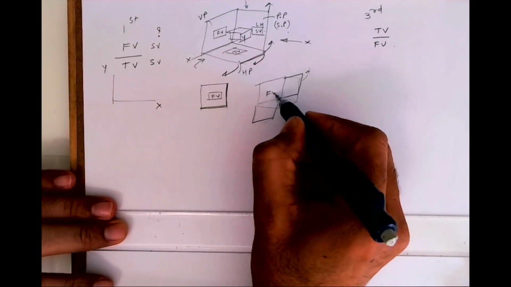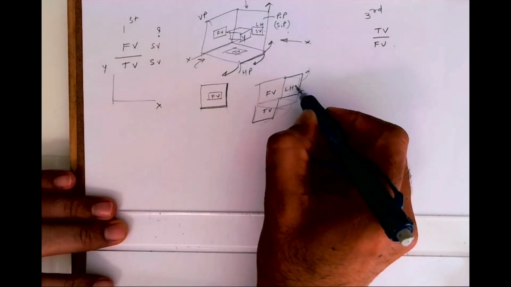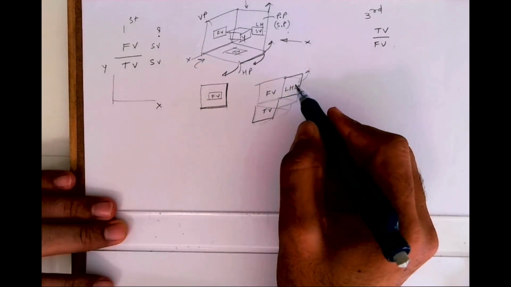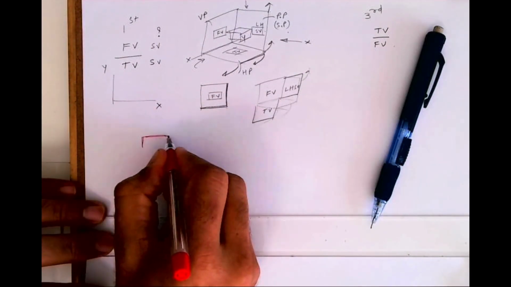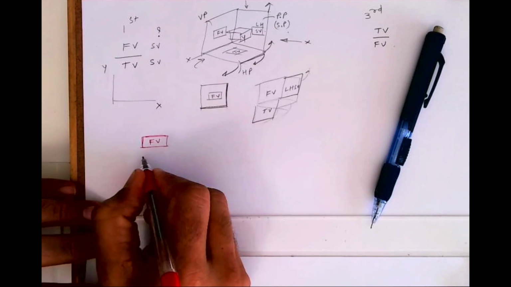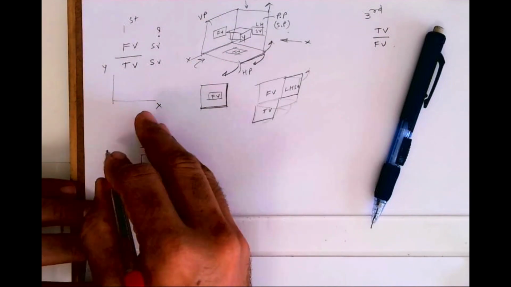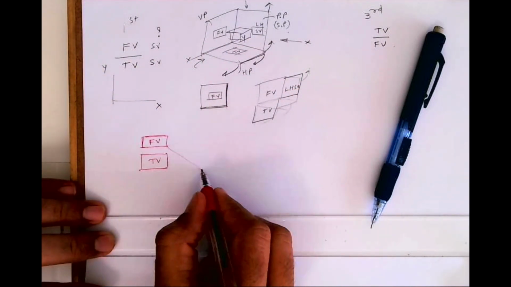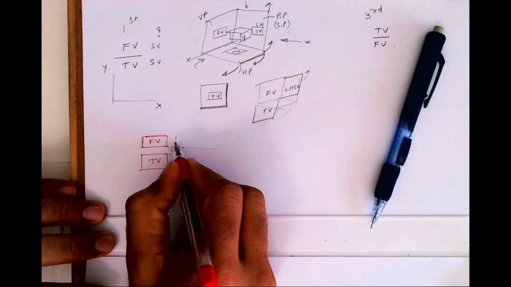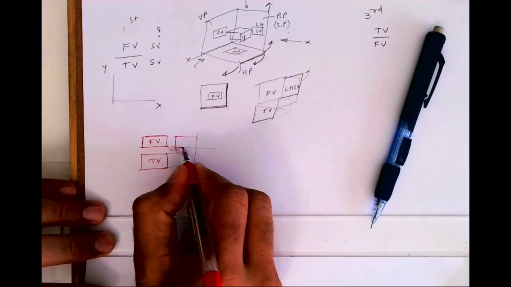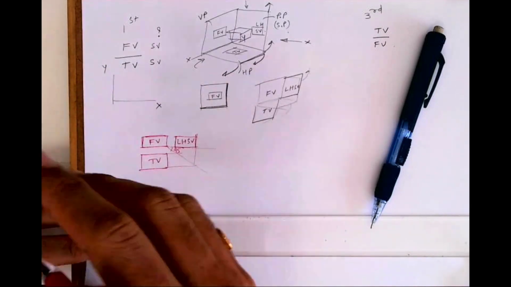So this is front view, top view, and this is left hand side view. So this is how it will come. Front view, top view and left hand side view. Now this left hand side view, you see from left, but when you're drawing it, it will come on right. So this is how we draw front view, top view and left hand side view in first quadrant.